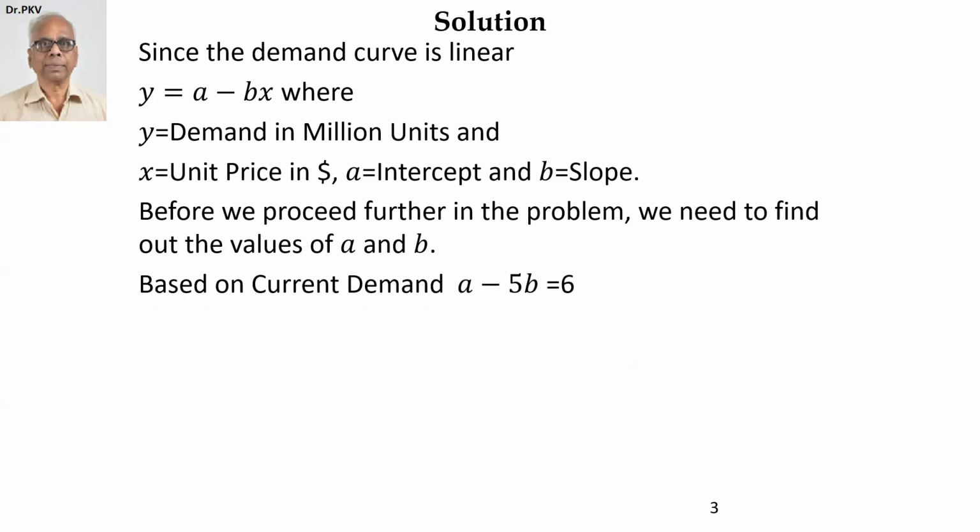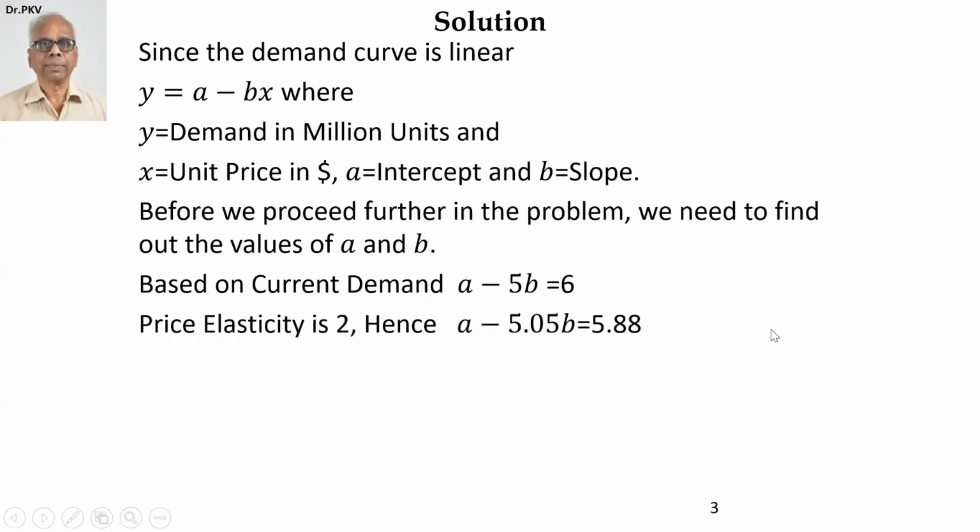The problem says the current demand is 6 million units for a price of $5. X is equal to 5. As you can see from the problem, which I read out in the previous slide. So there is one equation, A minus 5B equal to 6. This is based on the current demand.